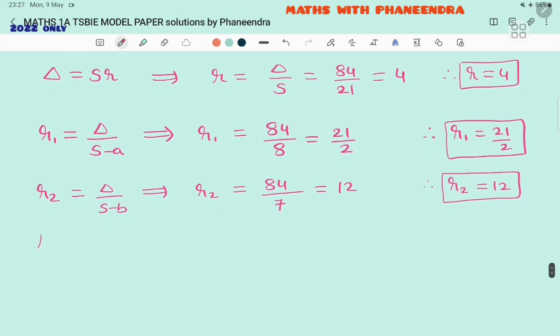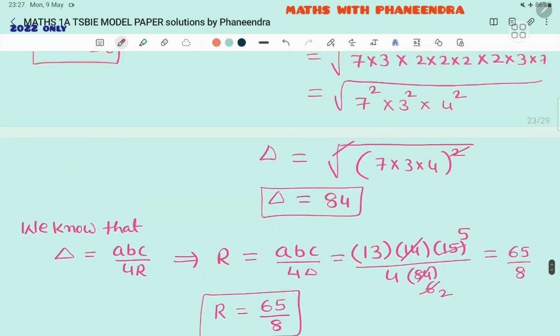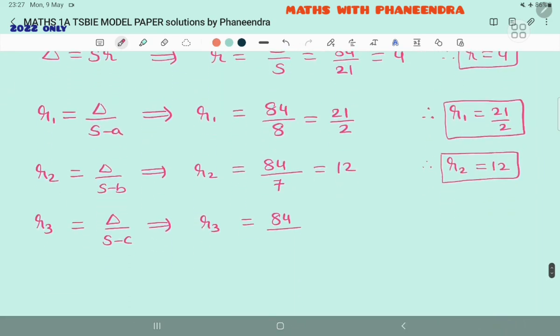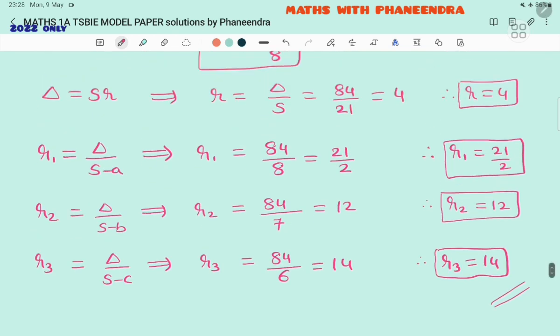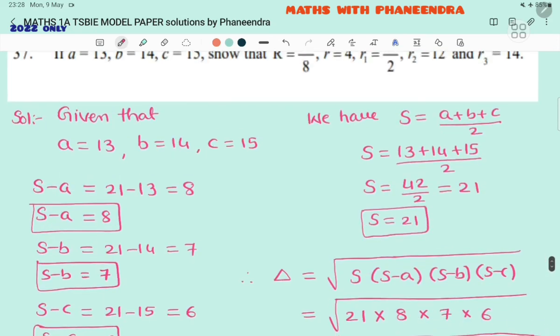Next, r3 is equal to delta by S minus c. That implies r3 is equal to delta value 84 by S minus c value, S minus c is equal to 6. 14 6s are 84. So therefore, r3 is equal to 14. Whatever they are asking, we have completed all the values. I hope you understand that, dear students. Once again, I'll scroll down through all the answers.